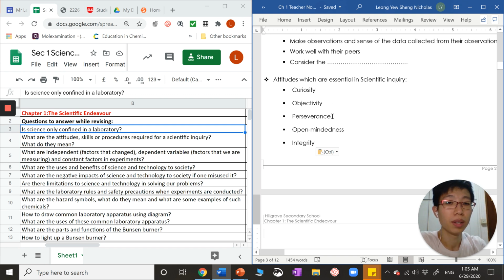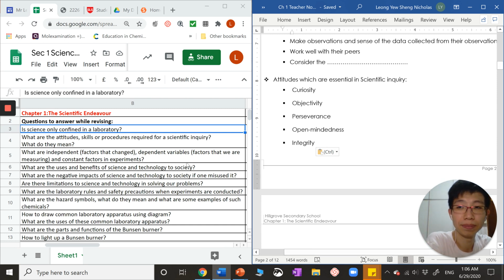objectivity, perseverance, keep on trying, don't give up, open-mindedness, be open to new ideas, and integrity, do not fake data and stuff.